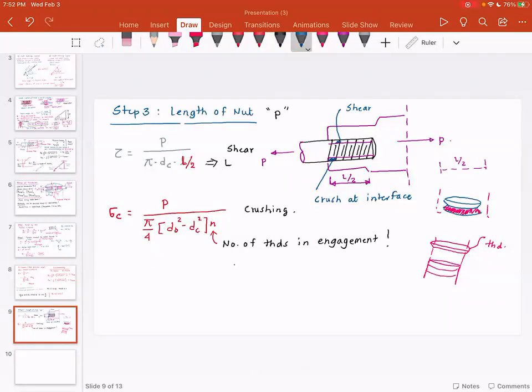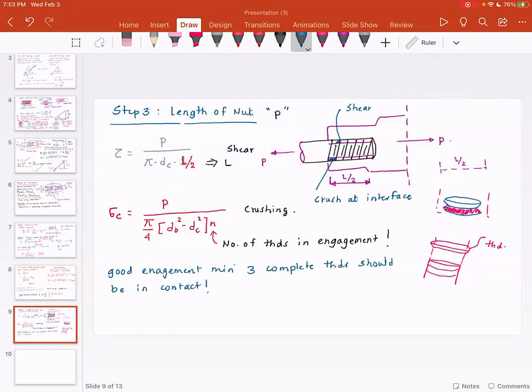However, when I look at the crushing, please note there are multiple threads in engagement. And remember this, for a continuous engagement, or for a good engagement, a minimum of 3 complete threads should be in contact. Otherwise, you will not have a good engagement.